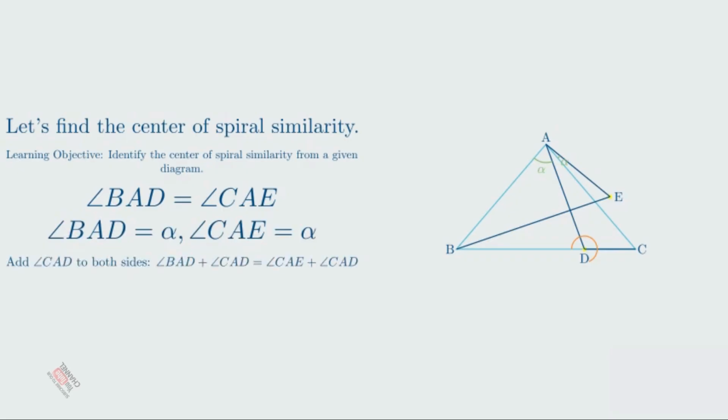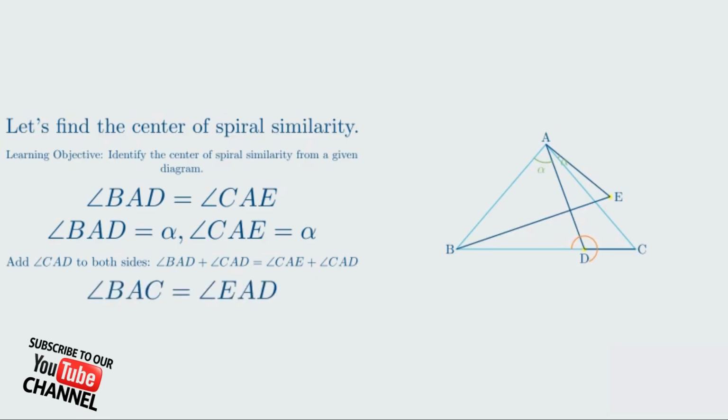Let's add the angle CAD to both sides. Notice that CAD is a common angle to both triangles ABD and ACE. By adding the common angle CAD to both equal angles, we get two new larger angles. The first side becomes angle BAC. The second side becomes angle EAD. Therefore, we've shown that angle BAC is equal to angle EAD.